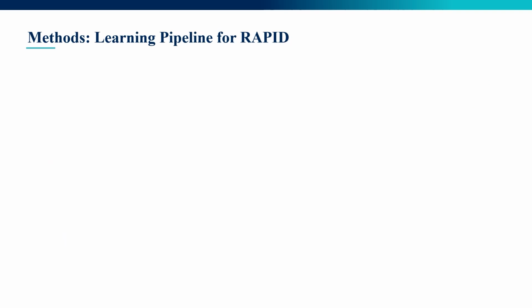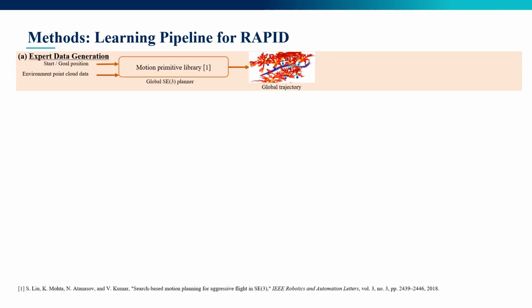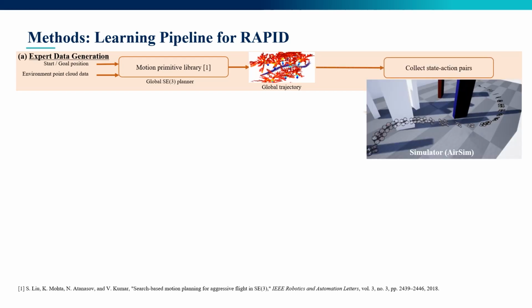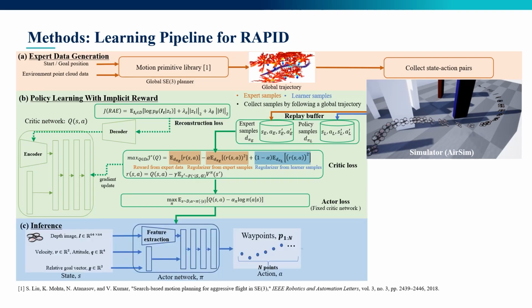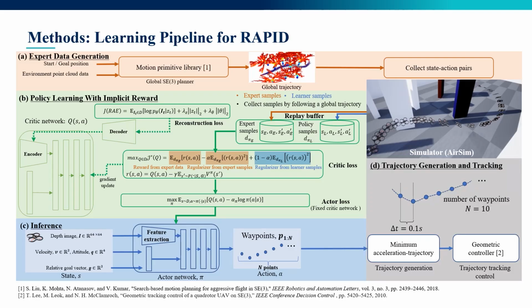RAPID has 4 stages. First, it uses an SE3 planner to generate a global trajectory. Second, it collects state-action pairs by following waypoints in simulation. Third, it infers the reward function and updates the actor-critic model through simulation interaction. And finally, it converts the inferred waypoints into a trajectory, which is then followed by a controller.